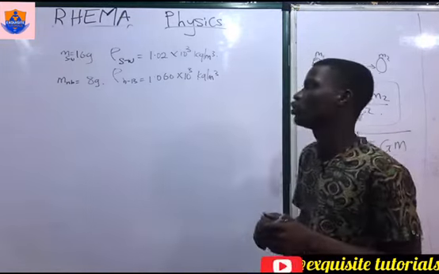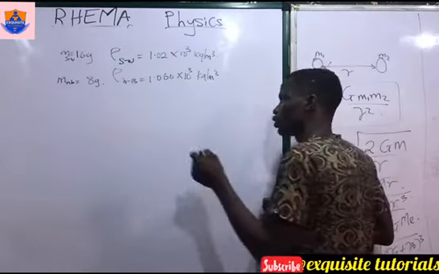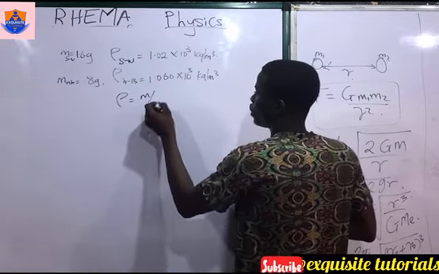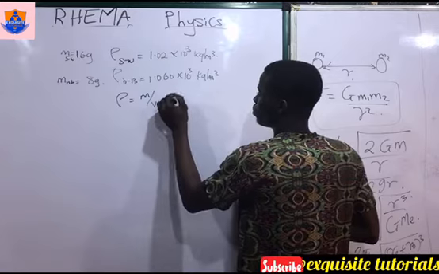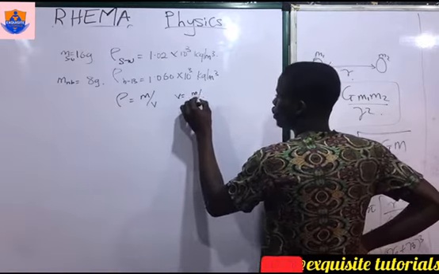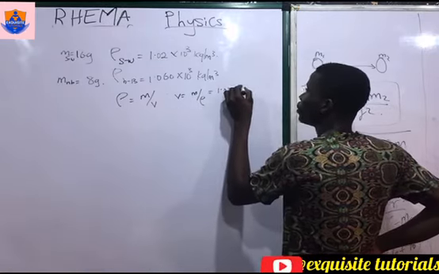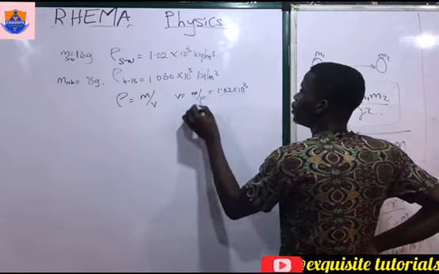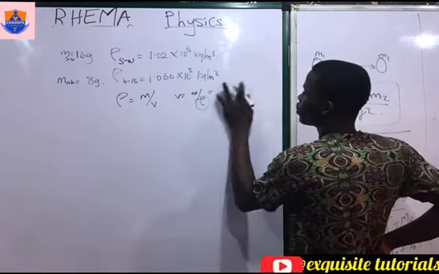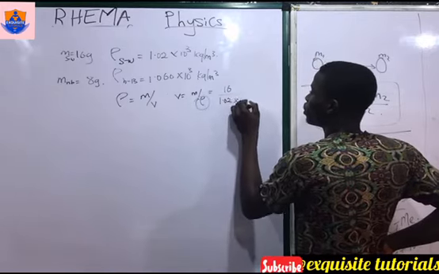So this is what I'm trying to say. Now, we're already given the density of this one. You have to look for the mass of it. So density is equal to mass over volume. So now you look for the volume of it. The volume is mass over density. So the mass is 16, divided by 1.02 times 10 raised to power 3.